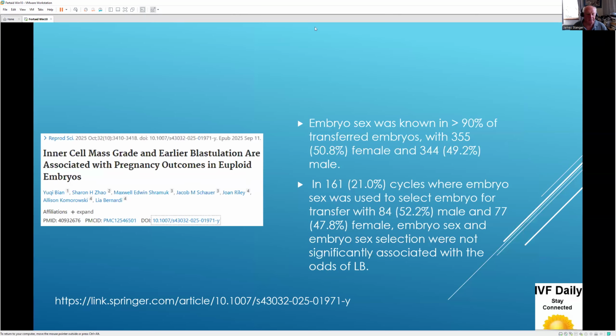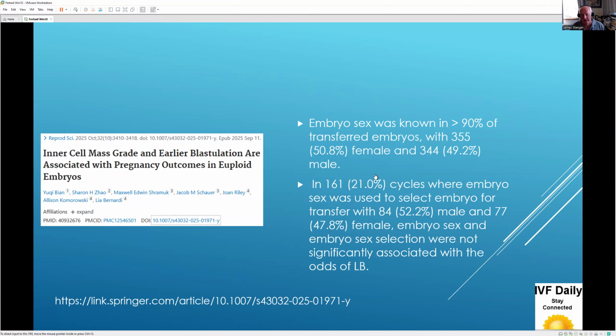Okay, so let's start. The first one, published in Reproductive Sciences in October this year, looked at the inner cell mass grade and the time of blastulation in euploid embryos in relationship to pregnancy. So only looking at euploid embryos. The first thing they reported was that even where the gender of the embryo was known in about 90% of cases, in reality, half the embryos transferred were male and half were female. So basically, just looking at the quality of blastocysts, you can't tell the difference between male and female.